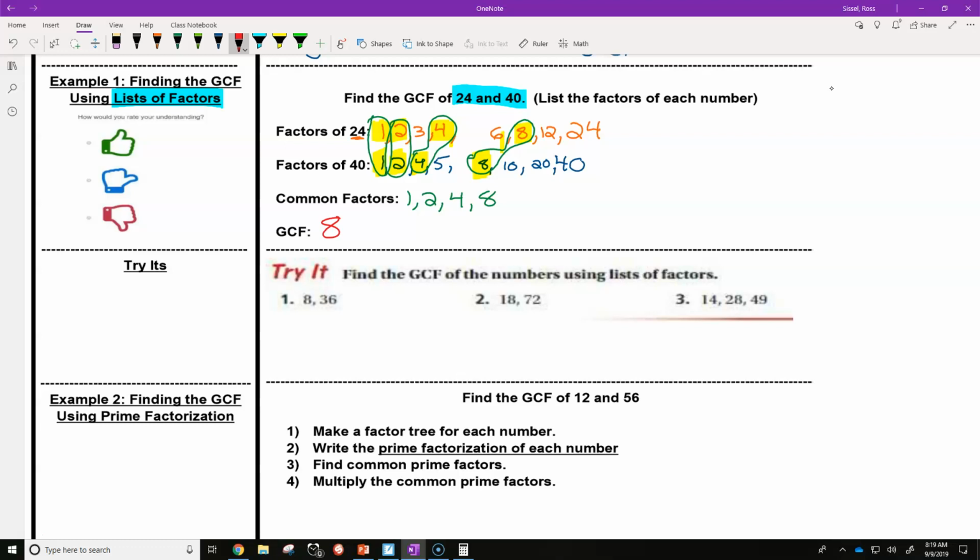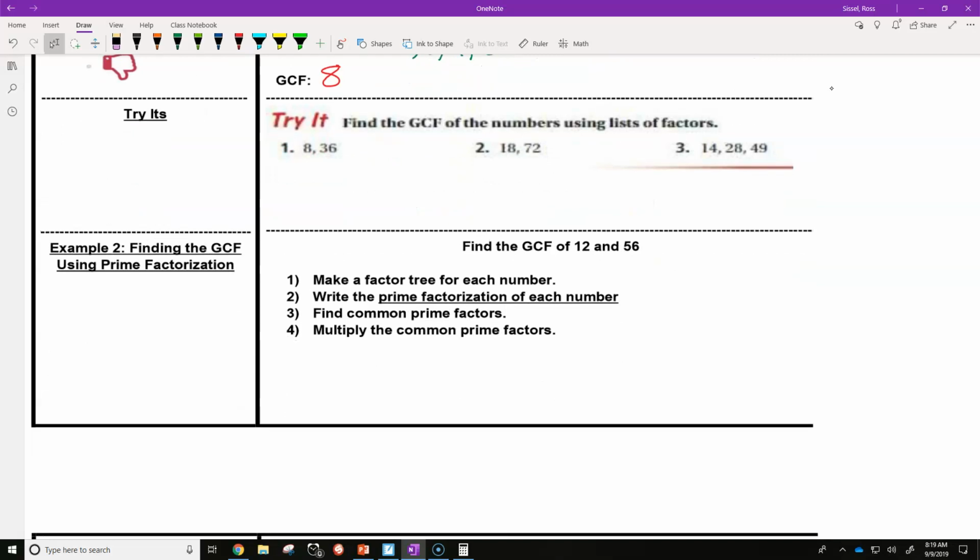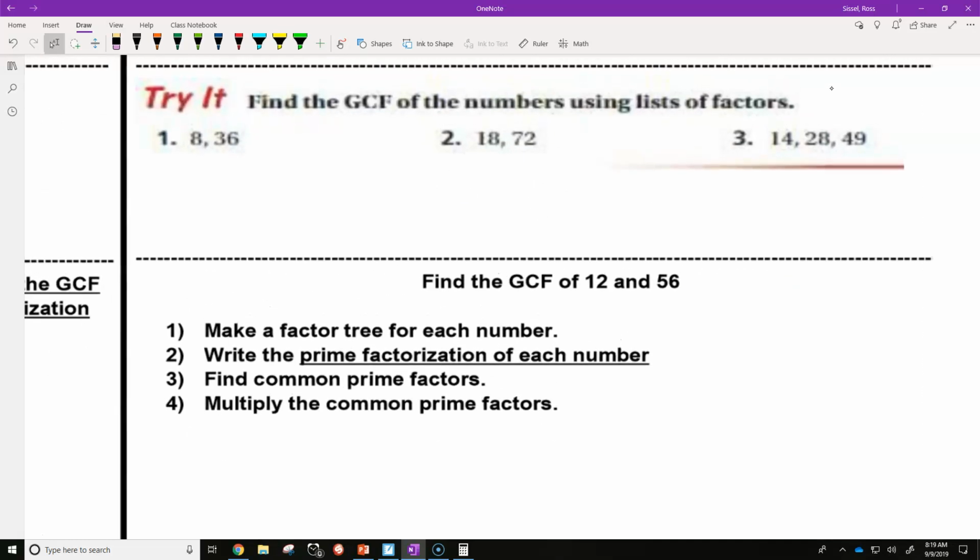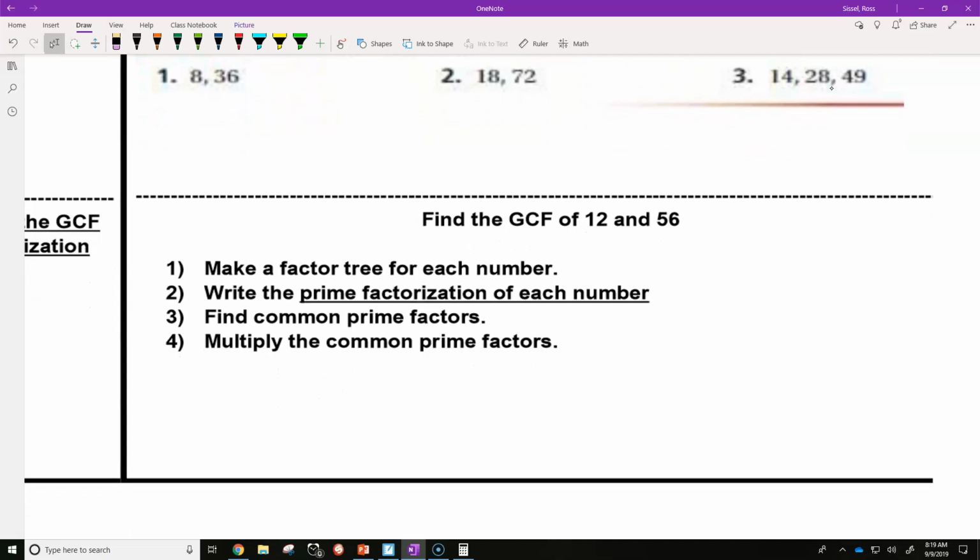Okay, so we're going to take this real quick. We're only going to do one of these. We're going to do number 1, 8 and 36. On your paper, here's how you show your work. You can do it on line 1.